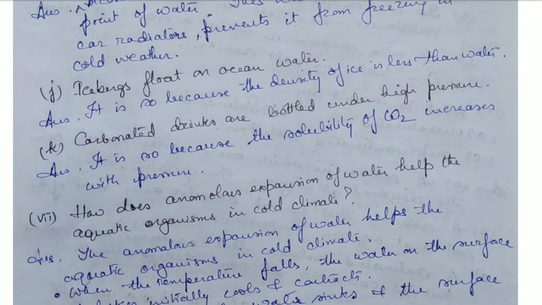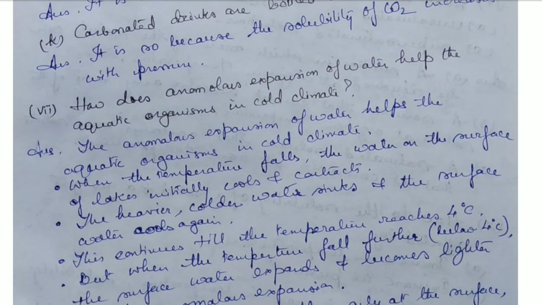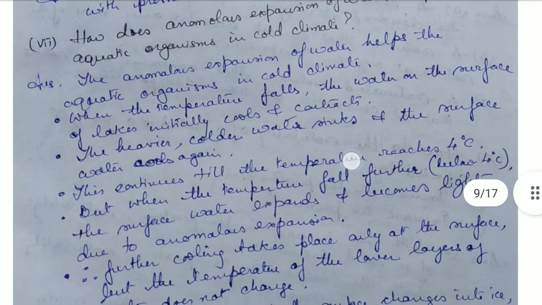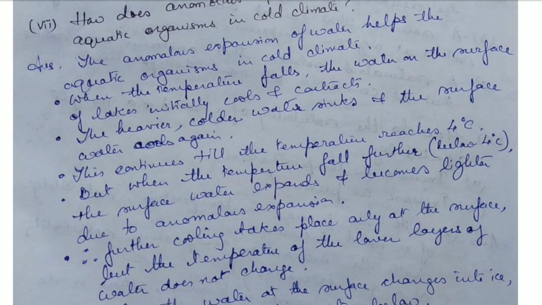How does anomalous expansion of water help the aquatic animals in colder climates? The anomalous expansion of water helps aquatic organisms in the cold climate when the temperature falls. When the atmosphere is cold and the temperature falls, what happens? The water on the surface of the lake initially cools and contracts. Now that becomes heavier, and what will happen? It will sink.